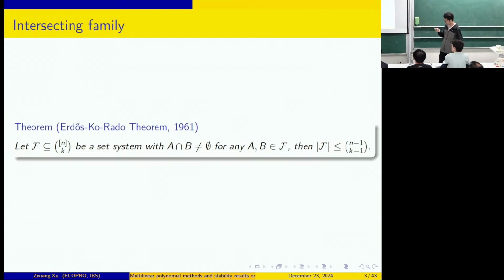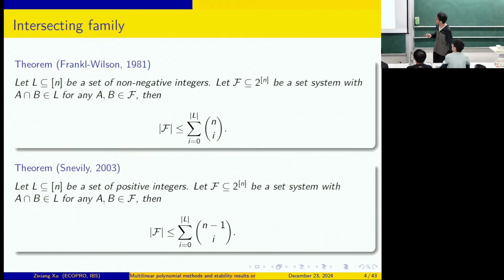Yeah. So this theorem states that for a k-uniform intersecting family, the maximum size is at most n-1 choose k-1. The upper bound can be attained when the family is a star. The star means every set contains a fixed element. Later we will also mention this theorem because the extremal configuration is unique.